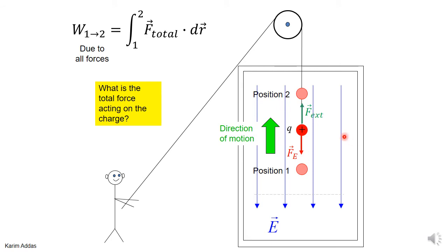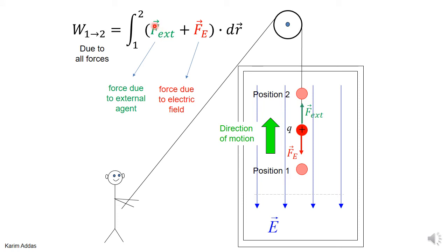So if you want to get the total work, the work due to all the forces, which is the integration from 1 to 2 of F total dot dr, what is the total force that's acting on the charge during the motion? The total force is F external plus the electric force. And F external here, I put it as a vector. So of course, in this case, it points upwards.